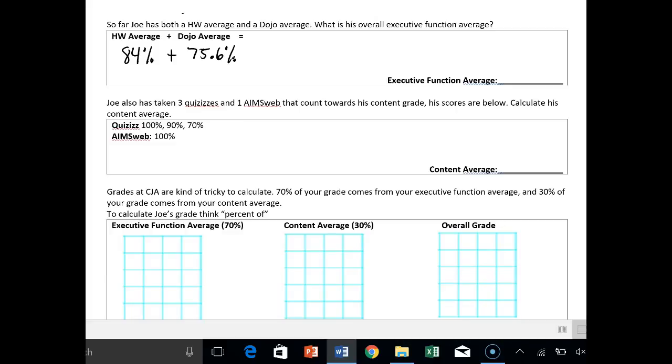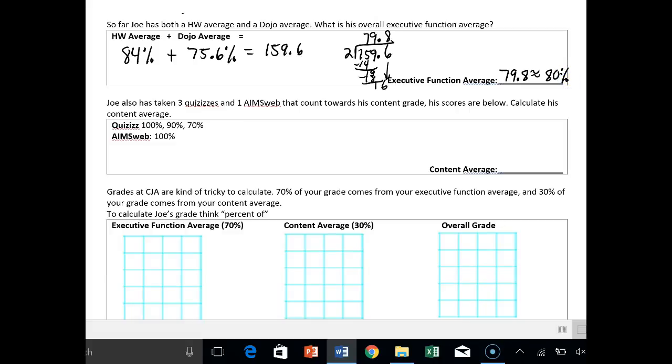and then divide by how much? We're going to divide by 2, right? So when I add them together, I get 159.6. So we do the division on this and divide by 2. So 2 goes into 159.6. 2 doesn't go into 1. 2 goes into 15 7 times. That's 14. 2 goes into 19 9 times. That's 18. Bring down your 6, and 2 goes into 16 8 times. So right now your executive function grade is a 79.8. Probably on the grade book that would get rounded up to 80%. All right. So that's just your executive function piece.